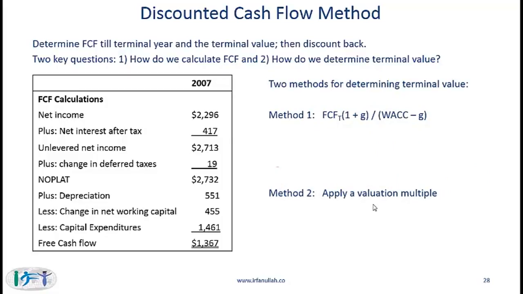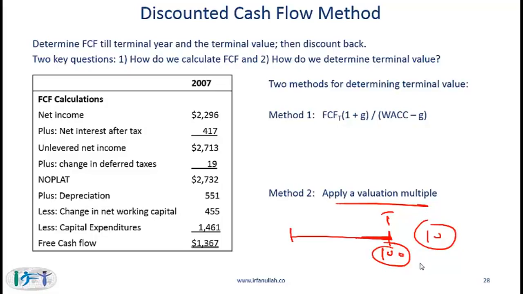The second method is to apply a valuation multiple. And what you do here is you say that, look, at time t, for this last period, if my free cash flow is 100, and in my industry I expect the multiple to be 10, then you apply the multiple and you come up with a value at time t. And again, this is material that you will see in a lot more detail in equity.